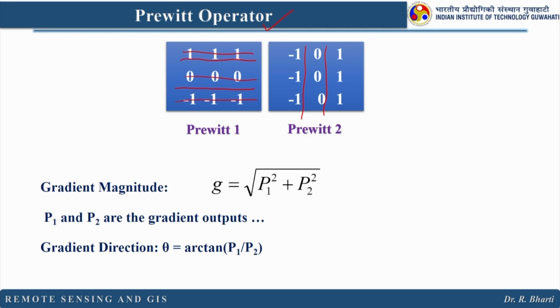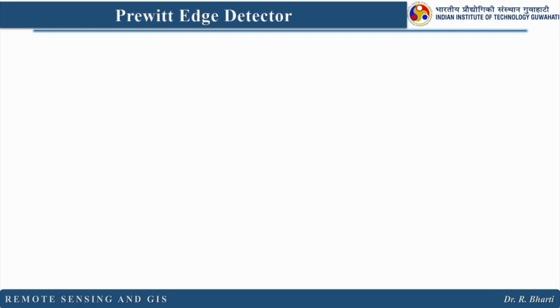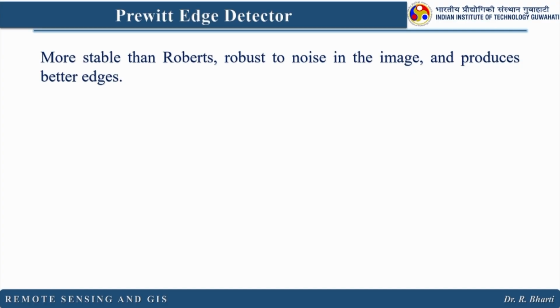So gradient magnitude is equal to G = square root of P1 square plus P2 square, where P1 and P2 are the gradient outputs, and the direction is again the same, arctan of P1 by P2, right? So this is how we can use the Prewitt edge detector, and you can see some of the examples I have put. Before that, I would like to tell you that it is more stable than Roberts, robust to noise in the image and produces better edges, right? That you could see in the results, right?